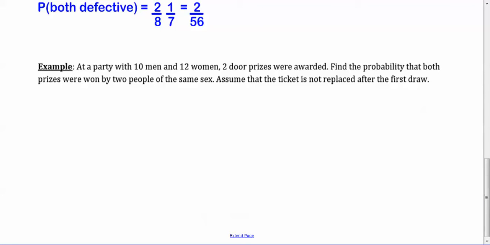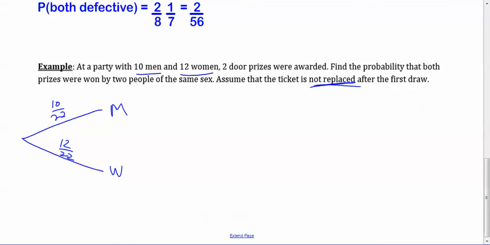The most important information in here are going to be the number of men and the number of women, and the fact that this is going to be done without replacement. This is not replaced after the first draw. So for the first winner, there are 2 outcomes. The first winner could be a man, or could be a woman. Now, since we're starting off with a total of 22 people, hopefully you got the probabilities of 10 out of 22 and 12 out of 22.